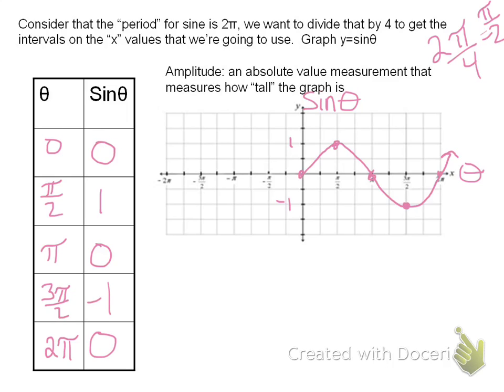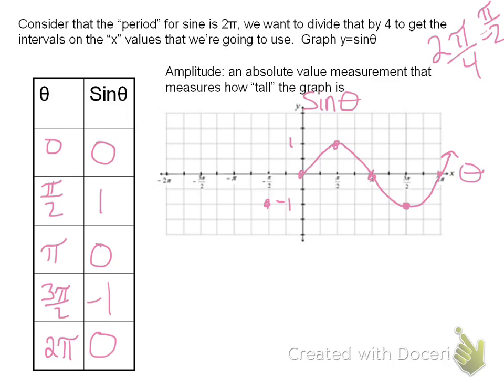Now, what about the other direction? Take a look at your unit circle. If we start at 0 radians and we go backwards pi over 2, we go to negative pi over 2. Here you see at negative pi over 2, that's down there at the bottom, your sine value is negative 1.